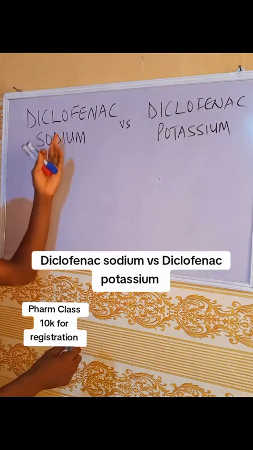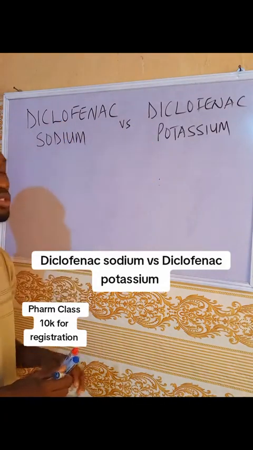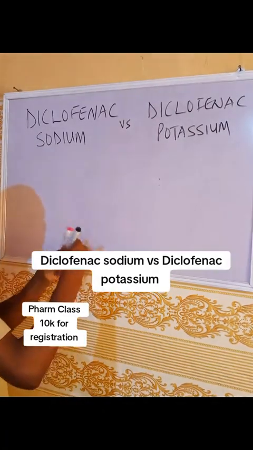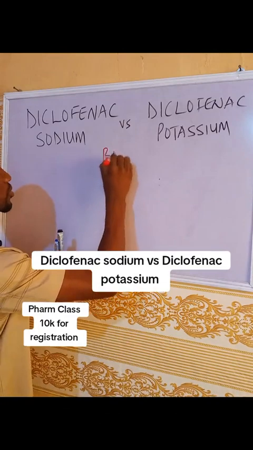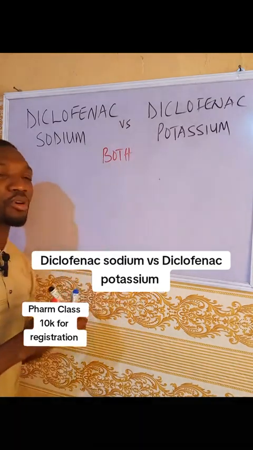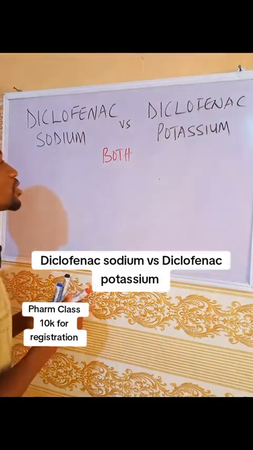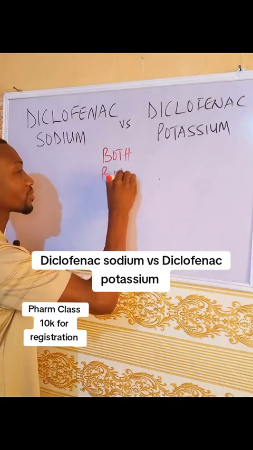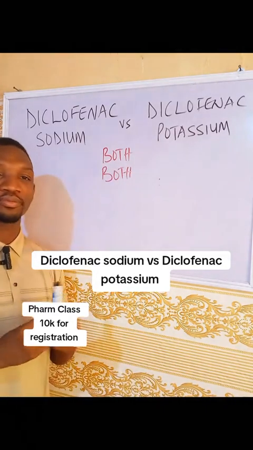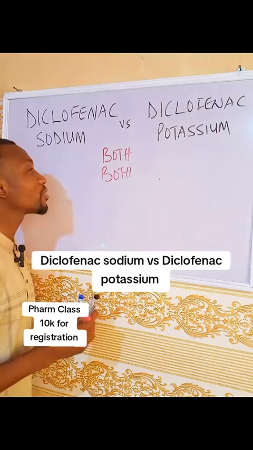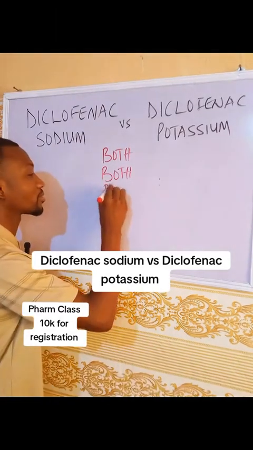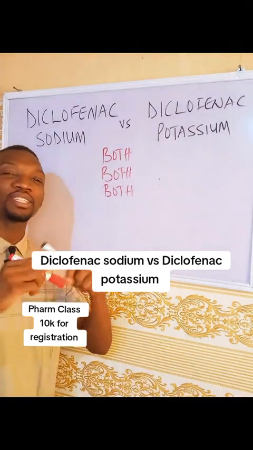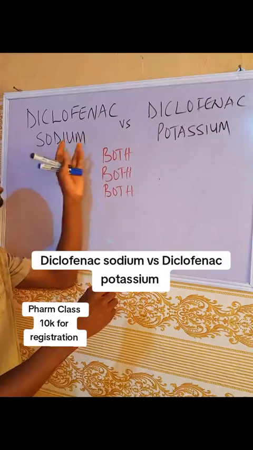Right? Diclofenac sodium versus diclofenac potassium. Which one causes ulcer? Both. Let me write it with red so that you will know. Both of them cause ulcer. So which of them causes hypertension? Both. Did you hear me? Which of them causes kidney failure? Both.